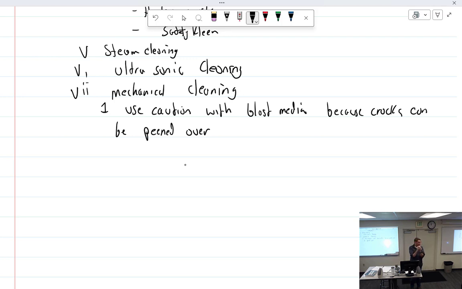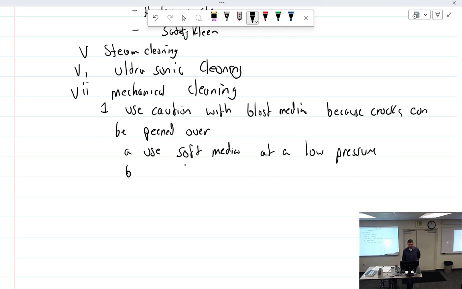I've done it many, many times on cylinders using glass. So that's really bad. You just covered it up. Now you're not going to find anything. So to do that, we want to use a soft media at a low pressure. Like walnut shells would be used.